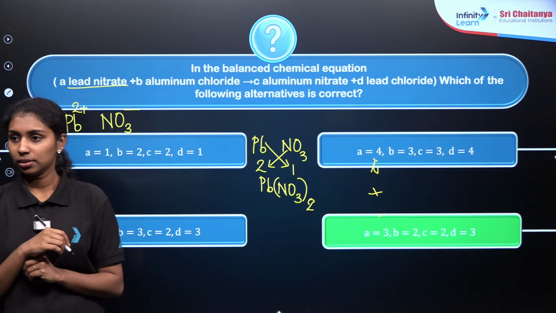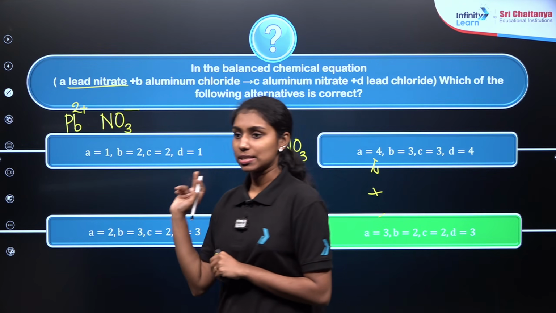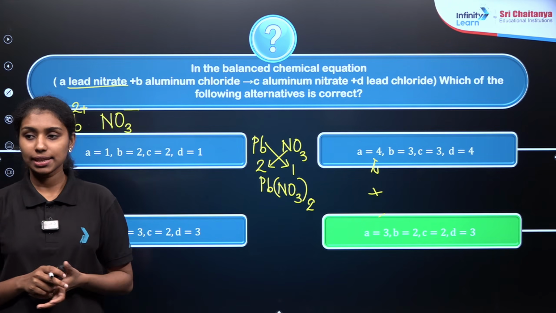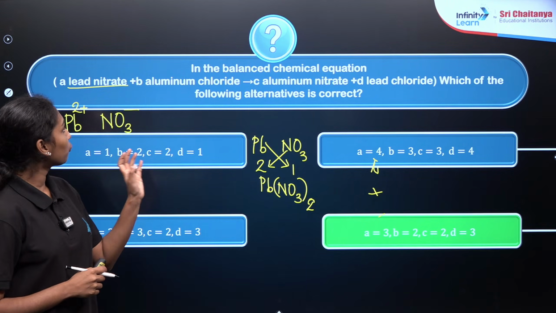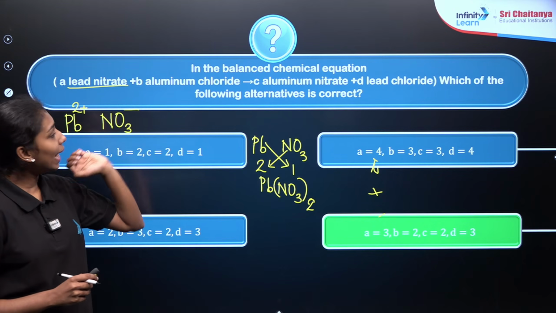Clear? Durgeshwar, it is Pb(NO3)2, not simply PbNO3. Is that clear, how to write down the chemical formula if the word is given? Now tell me, what is the chemical formula for aluminum chloride?